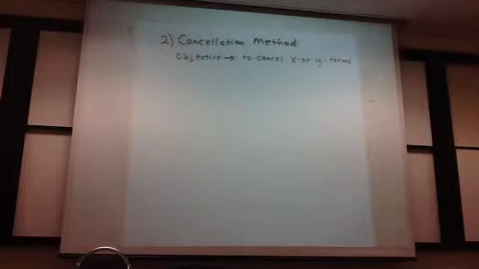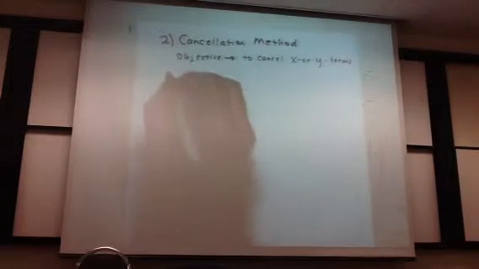And my objective is to cancel x or y terms. Now you know what things cancel. They're called opposites. -7 plus 7. 4y and a -4y. Things that look exactly alike except their signs are different. Those are opposites. That's what cancels.